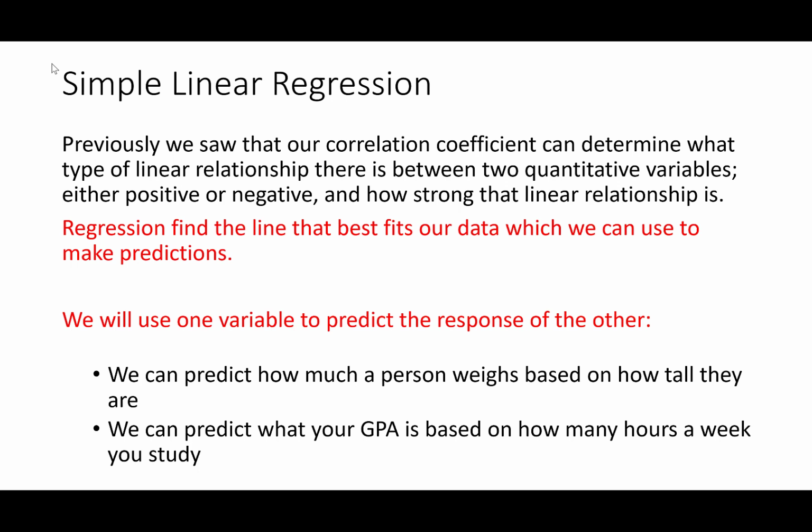Previously, we talked about the correlation coefficient and how we can use that value as a way to measure the linear relationship between x and y. Now what we're going to do is make predictions. We're going to use one variable to predict another, and we do that through the process of regression. Simple linear regression will find a straight line that best fits your data. And using that line, we'll be able to make predictions.